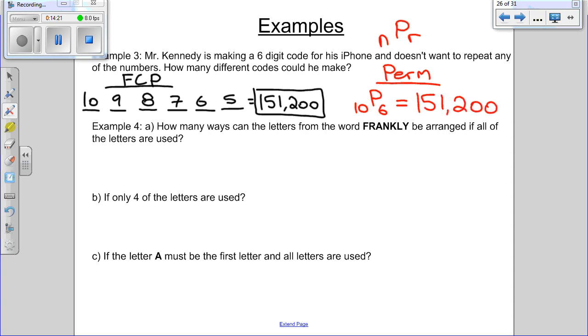So sometimes you actually will have a choice on which way to do it. In the first one, like this question, you could have done the fundamental counting principle or permutation, and you're good either way.